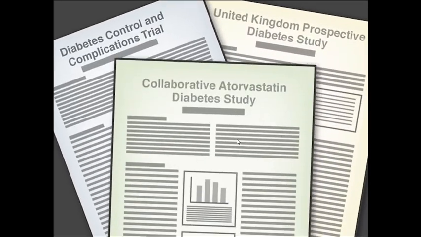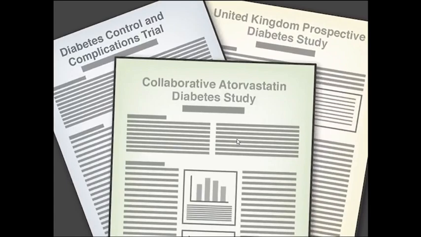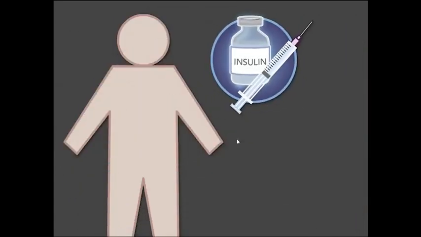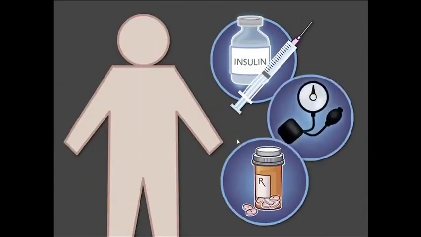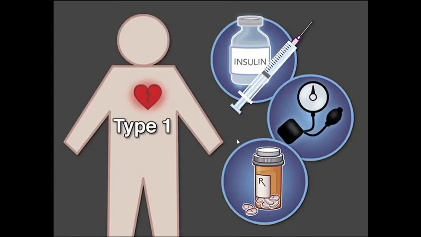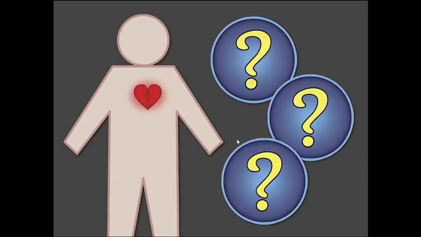Over the past 2 decades, several studies have highlighted the importance of intensive glucose-lowering therapy, blood pressure control, and statin use to reduce the risk of cardiovascular complications and mortality in patients with diabetes. But the long-term trends of mortality and cardiovascular outcomes of patients with type 1 or type 2 diabetes, as compared with the general population, are unknown.